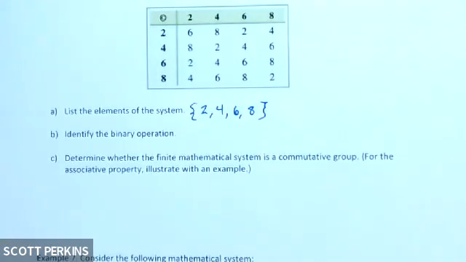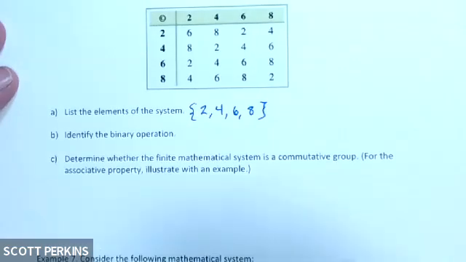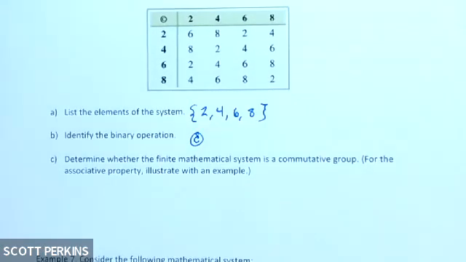Fantastic. How about the binary operation? What is the binary operation? Yeah, it's the copyright symbol. It's the C with the circle around it. Perfect.